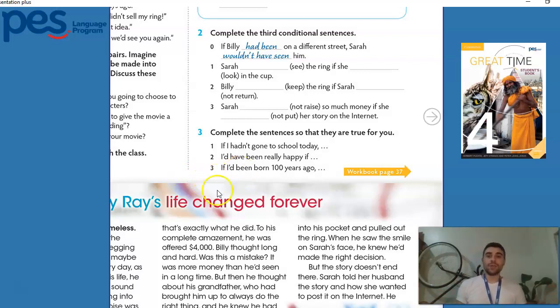Okay, and 3, if I had been born 100 years ago, so imagine you were born in 1920, what would you have done? Okay, you can write the sentences or you can record an audio message and send it to a classmate or your teacher.